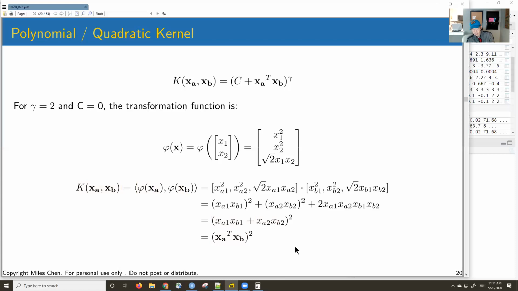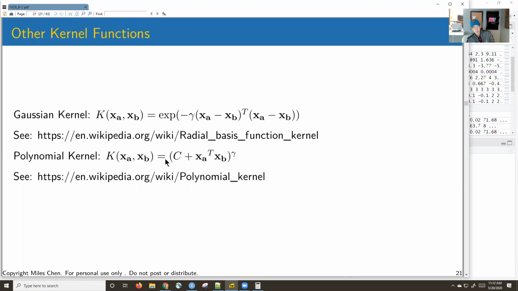And again, the point of these kernel functions is not to literally find the transformation function and then do the inner product, but we can just apply the kernel function. We don't have to necessarily know exactly what this phi transformation function is.